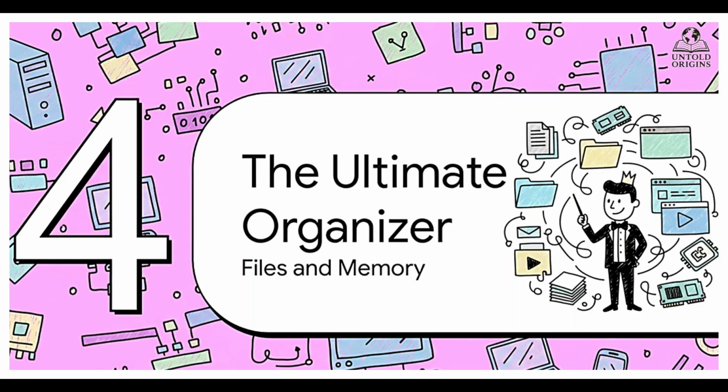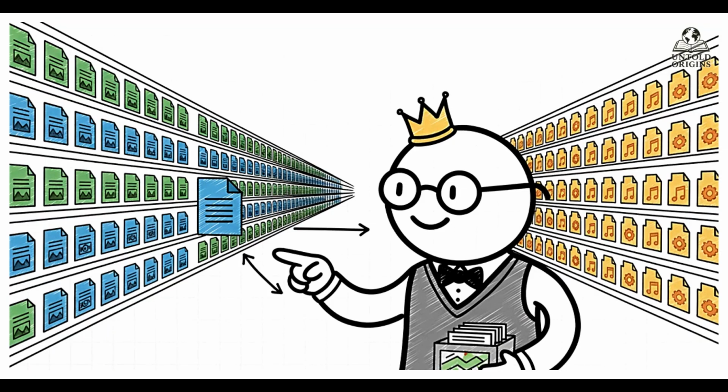Okay, so we've established the OS is a master scheduler and a resource manager. Now let's zoom in on two of its most relatable jobs: how it acts as the ultimate organizer for both your files and your computer's memory. Every single time you save a photo or a document or a game, the OS's file system takes over. It's like a master librarian for your hard drive.